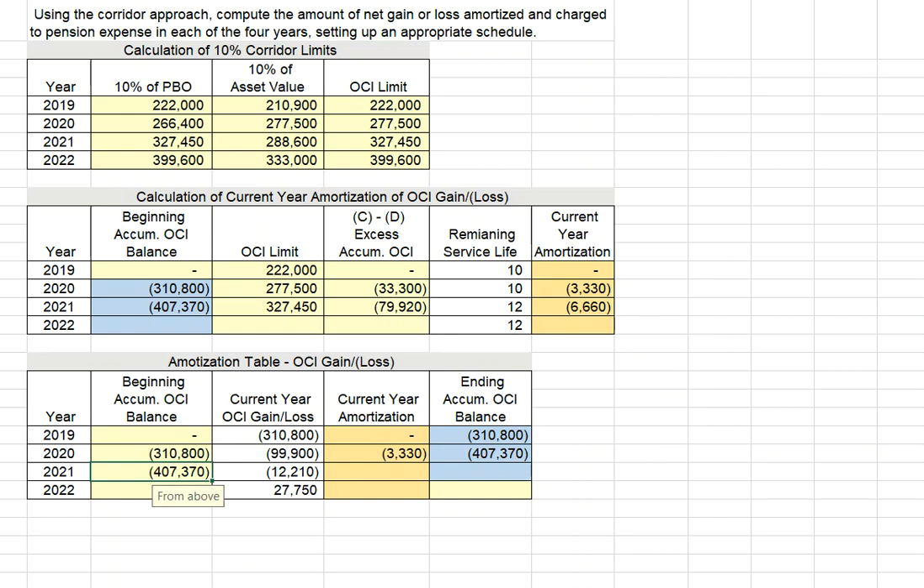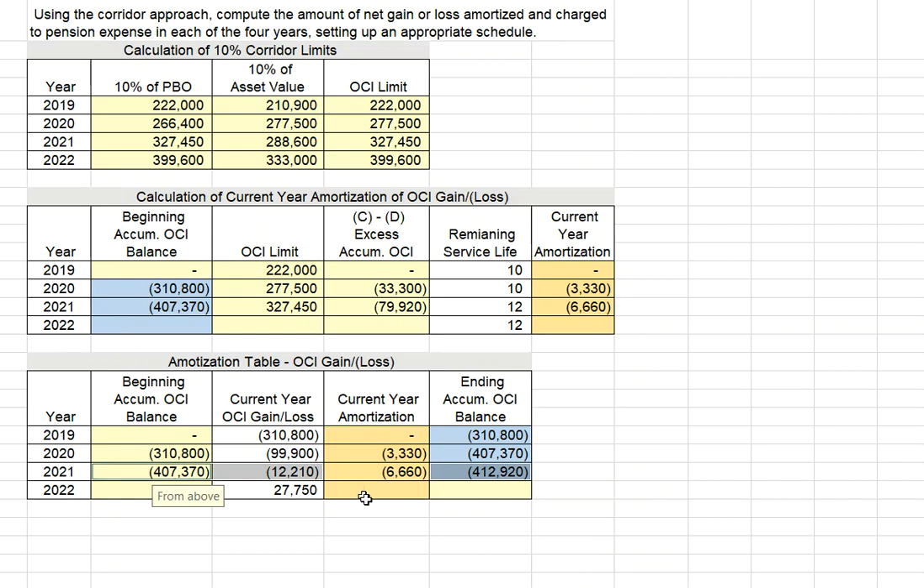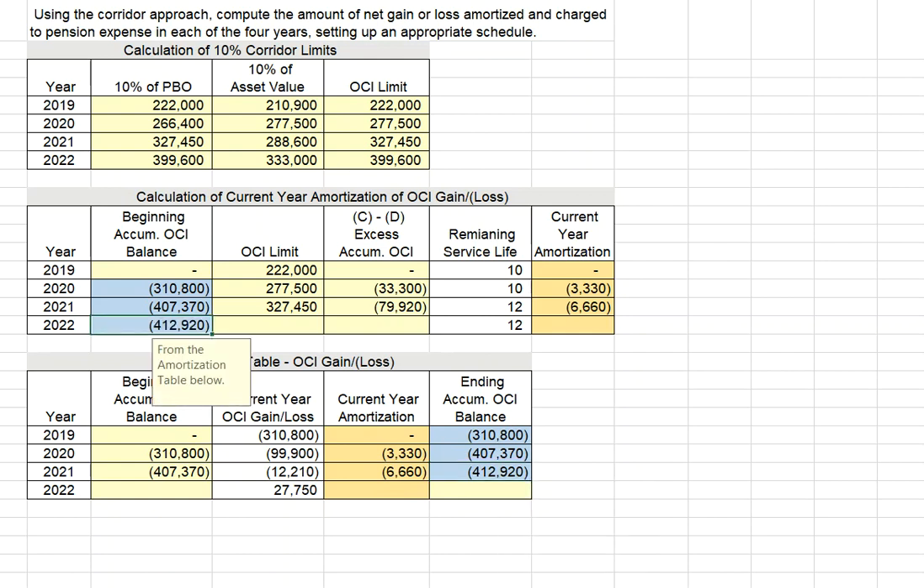So we take the beginning balance, which was $407,370. We add to it the current year loss of $12,210. We deduct the current year amortization of $6,660, and we get an ending year balance of $412,920. Again, that was the beginning year balance increased by the current year loss minus current year's amortization expense. The $412,920 then becomes the beginning balance for 2022.